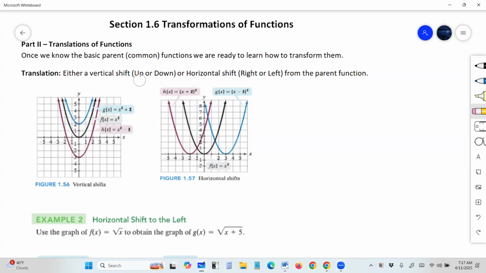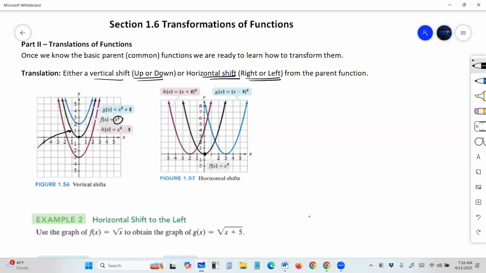We can either have a vertical shift, which is up or down from a standard position. Take a look at the graph. The standard graph is the one in black, this one right here. This is an example of a quadratic function, x squared, the common function. A vertical shift would be up, and a downshift would be down. Or we can have a horizontal shift, which is either right or left from a standard position.